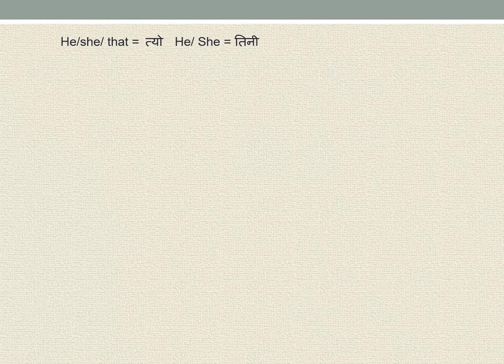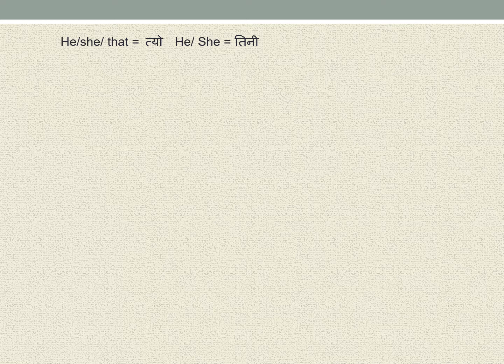Tyo, which means he, she, that, is a casual form of third person, usually used for a younger person and to point out a person or a thing which is far, and is still visible to us, but it is also used when the person, thing, or animal is not physically present at the place where the people are talking, but both the parties know who or what they are talking about.